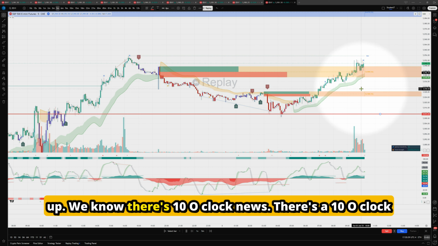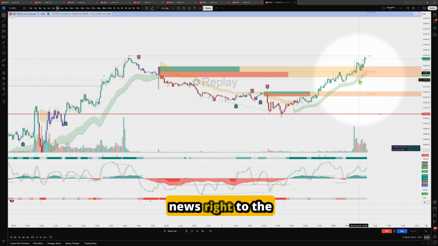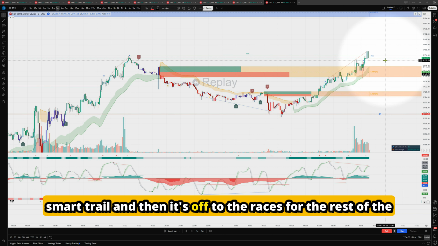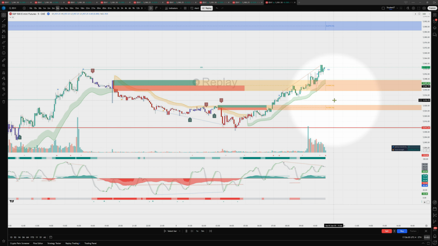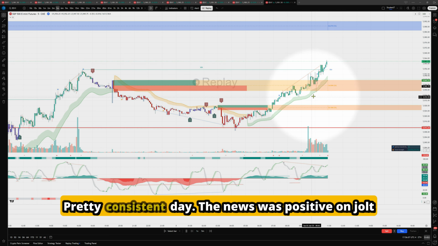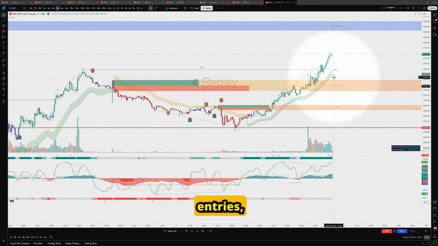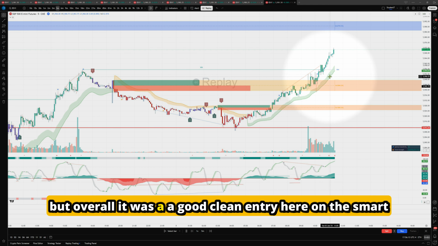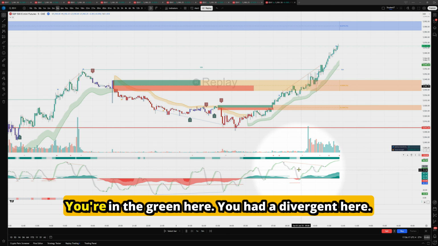Wicking up. We know there's 10 o'clock news. There's the 10 o'clock news right to the smart trail. And then it's off to the races for the rest of the day. Pretty consistent day. The news was positive on JOLTS entries, but overall, it was a good, clean entry here on the smart trail. You're in the green here.